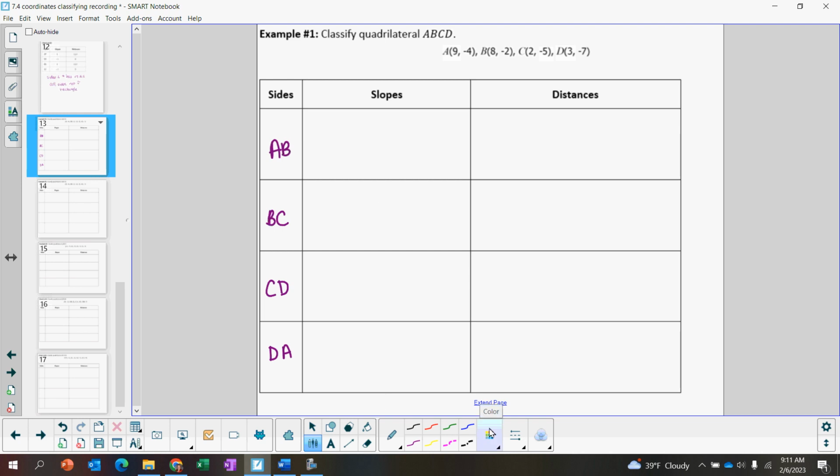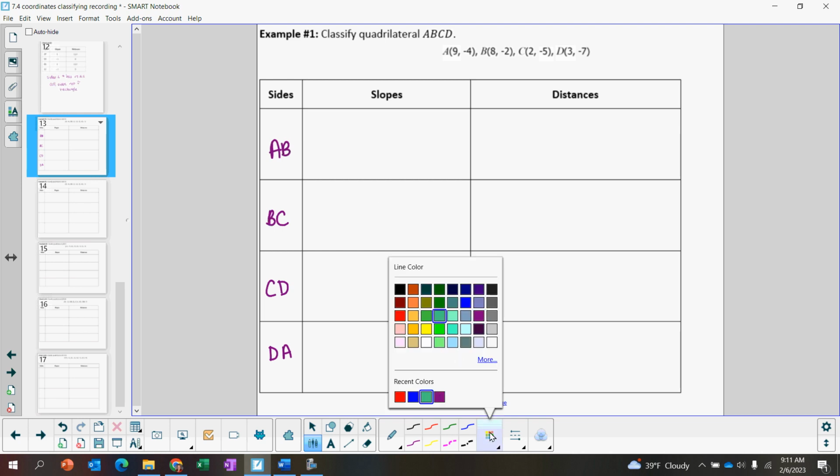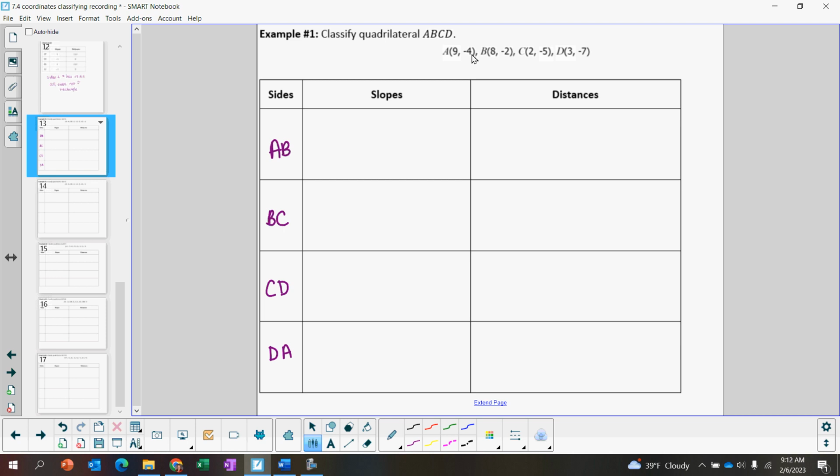So I'm going to find the four slopes. So negative 2 minus negative 4 and 8 minus 9. So this is negative 2 plus 4 or 2, and 8 minus 9 is negative 1. All right, then we'll move on to the next one, B and C.